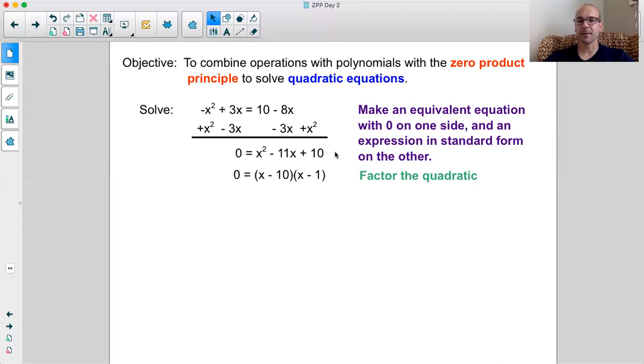And then the zero product principle now kicks in and says, we've worked hard to get it to where it says something times something equals zero. So that means that either this quantity is zero or that quantity is zero.